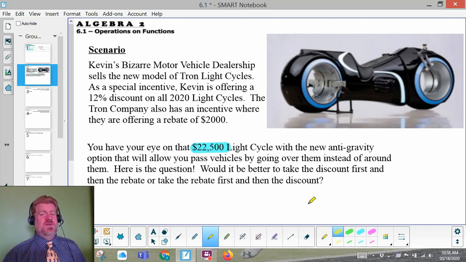But because I'm a nice guy and because I like you, I'm giving all my customers a 12% discount. However, the company itself is going to offer a rebate of $2,000. So that's a double incentive right there. So you're going to get them both. The question is, which one first? Which one will give you the most discount? This is an example of a composite function. We have two functions, the 12% discount and the rebate of $2,000. And those two functions are going to be combined to give you one final answer.